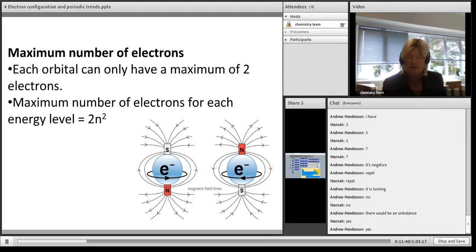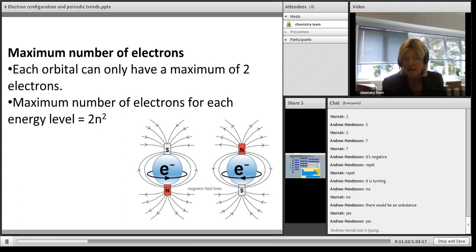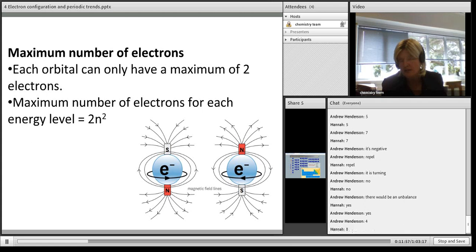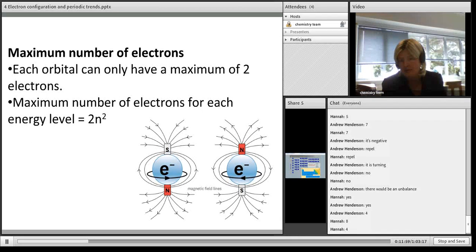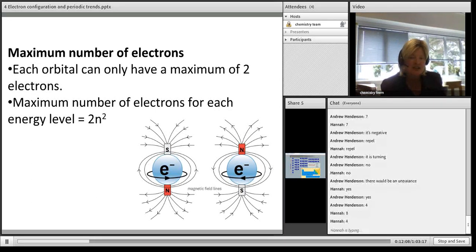So if it's the first energy level, 1 squared is 1, 1 times 2 is 2. So the first energy level can only have 2 electrons in it. The second energy level, if n is 2, what is 2 squared? 4. And 4 times 2 is 8. Correct, Hannah, you're jumping ahead already, so that's great. Is this starting to make sense with the electron configurations you did last year of 2, 8?